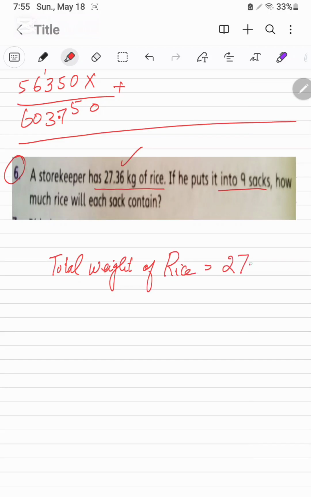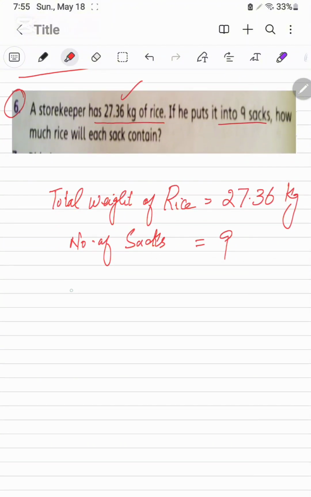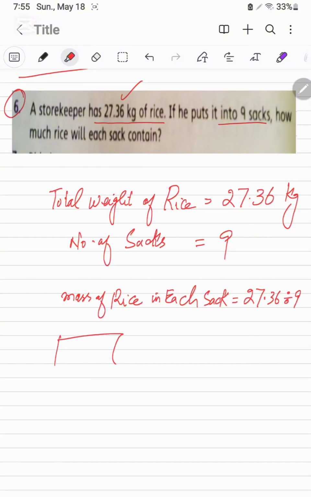It is 27.36 kg. Number of sacks are the packets, these are the 9. Mass of rice in each bag, it will be 27.36 divided by 9. We are going to divide.